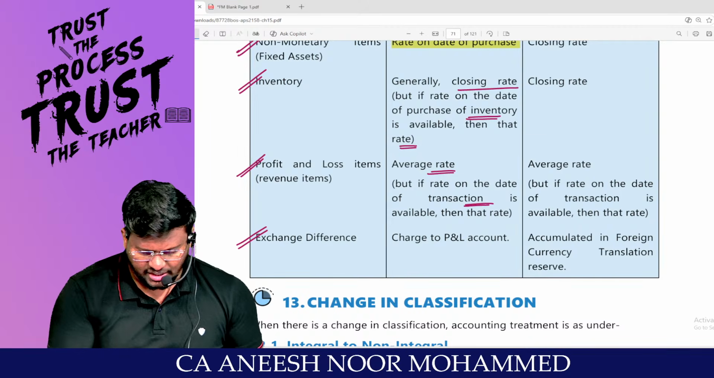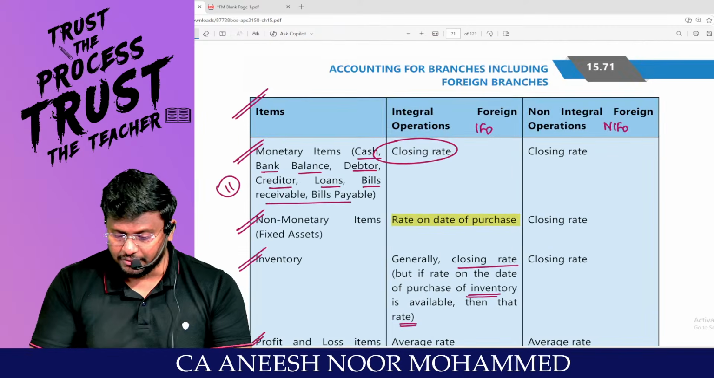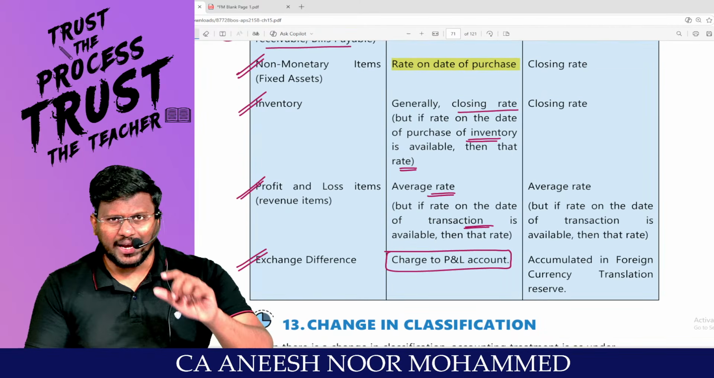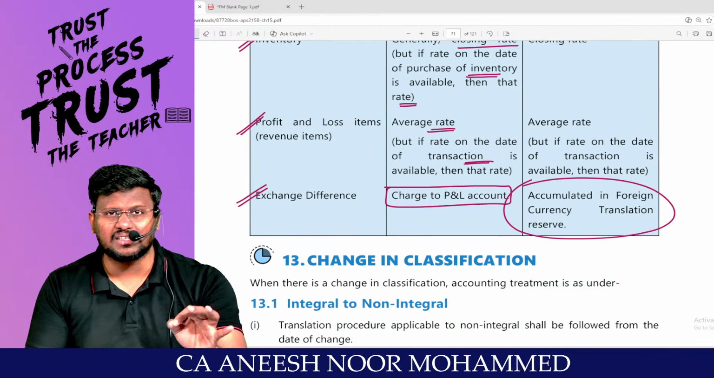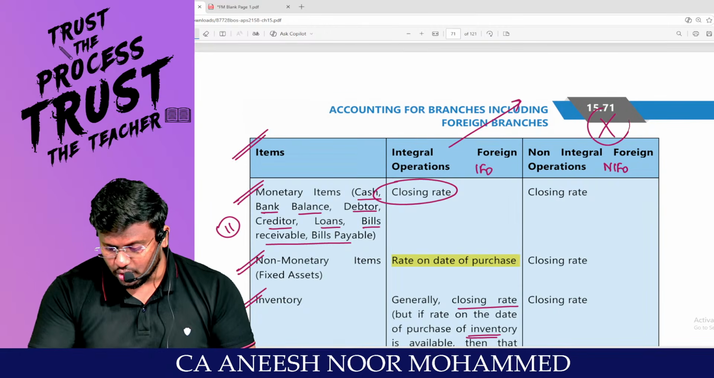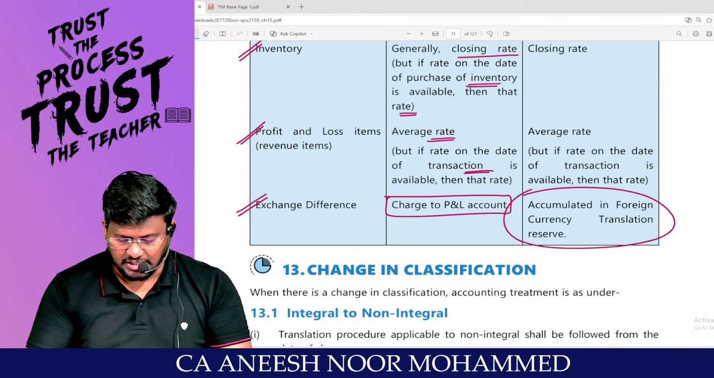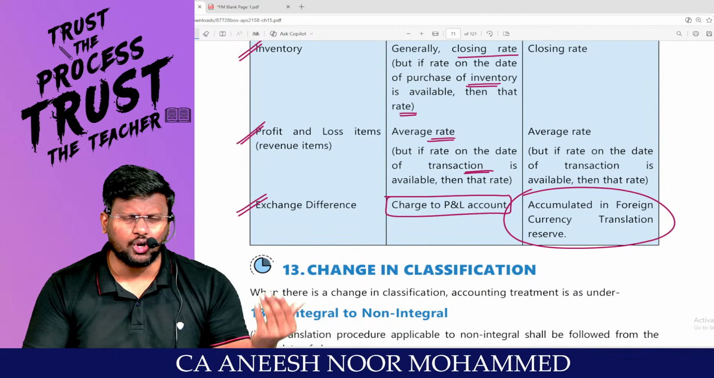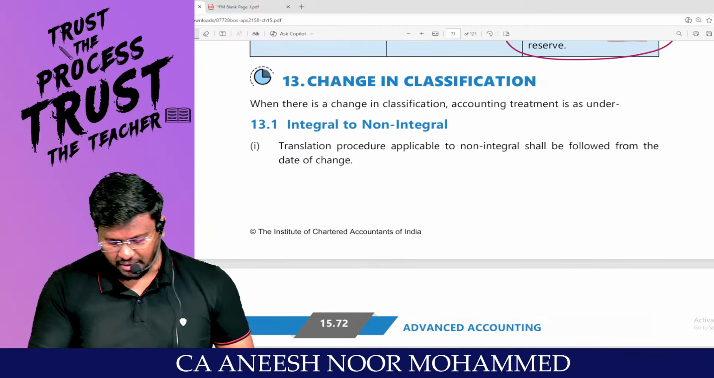If there is any exchange difference, that exchange difference should be charged to P&L account if the branch is an IFO. Whereas if the branch is a NIFO, it should be accumulated in foreign currency translation reserve, because this one is part and parcel of us and that one is not part and parcel of us. So profit or loss on IFO should be transferred to P&L account, whereas profit or loss on NIFO should be transferred to foreign currency translation reserve account.